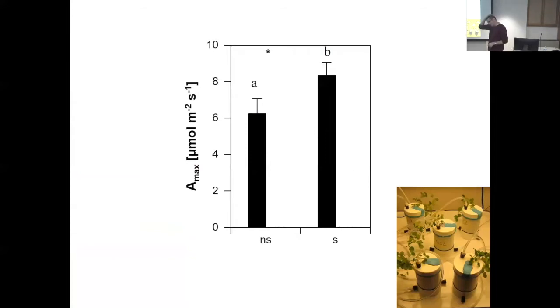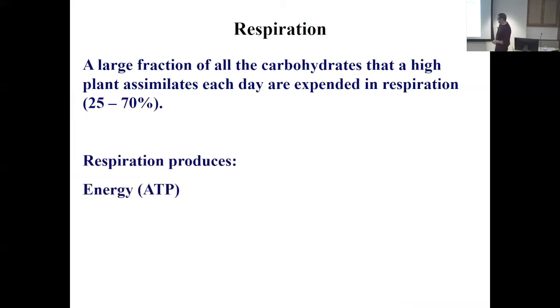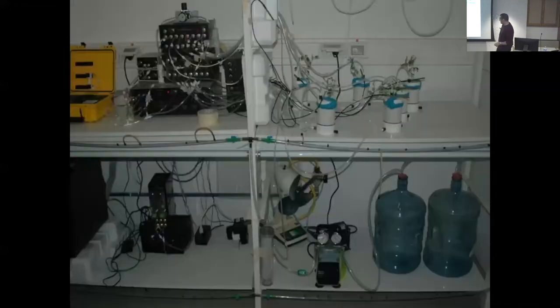Now, the next thing we wanted to see is what happens to respiration. Respiration is a very important process in plants. However, it's much less studied. There are almost no people in the world who measure intact respiration of plants. Although, as you can see, a large fraction of the assimilates could be expended by respiration, up to 70%. So what does respiration produce? ATP, NADPH or NADH, and carbon skeletons.